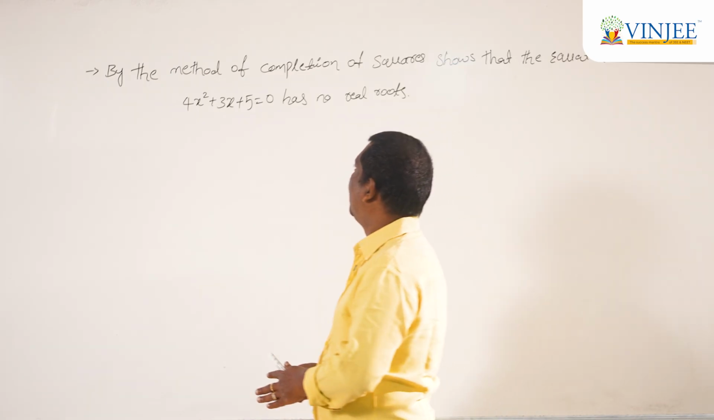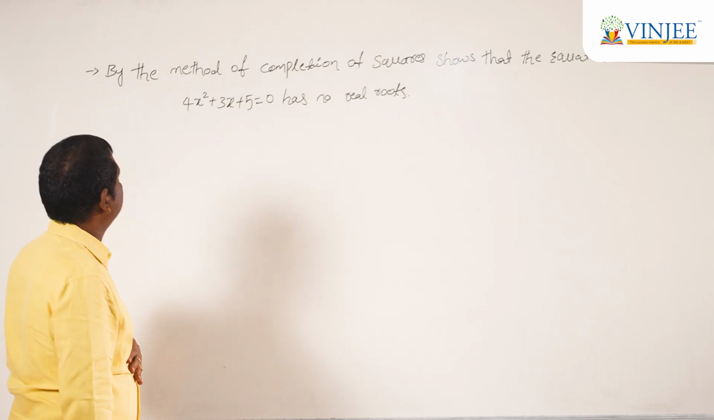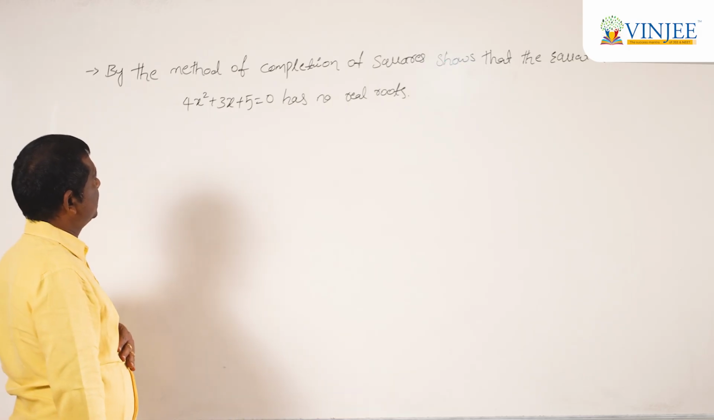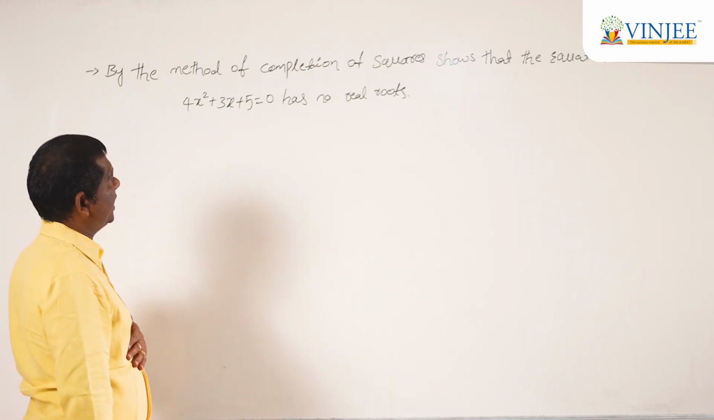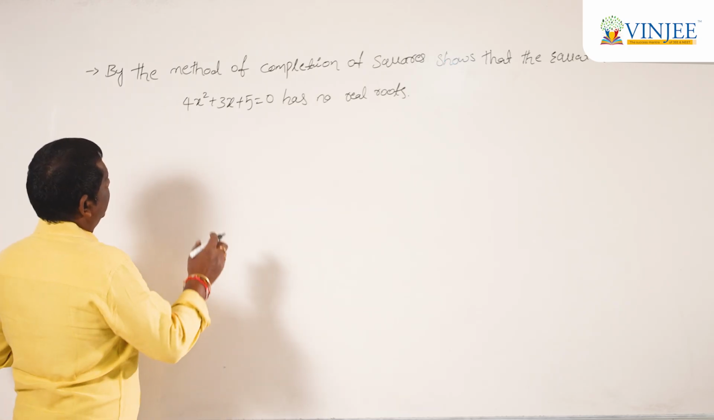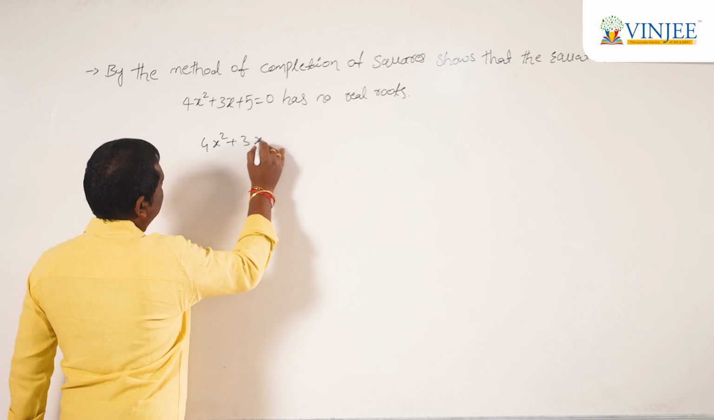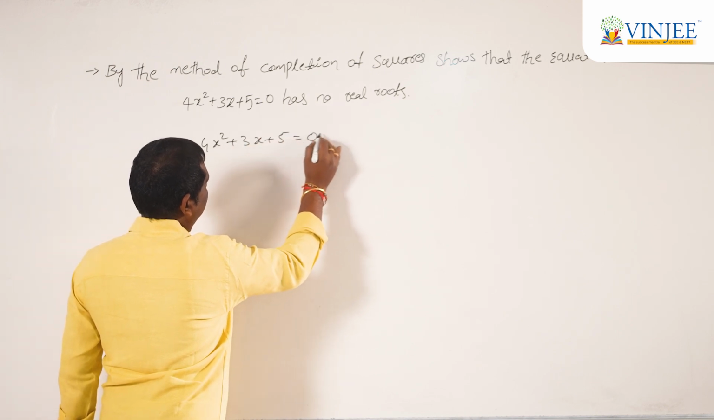See here, by the method of completion of squares, show that the equation 4x square plus 3x plus 5 equal to 0 has no real roots. Now here, what is the quadratic equation given? 4x square plus 3x plus 5 equal to 0.